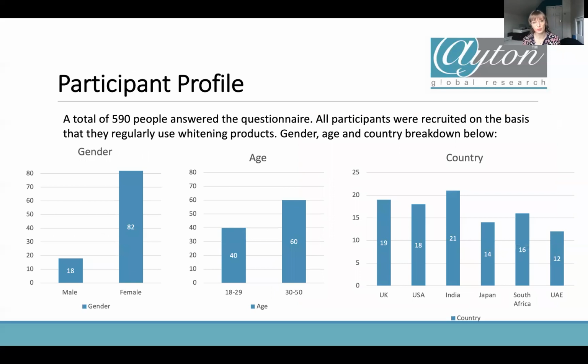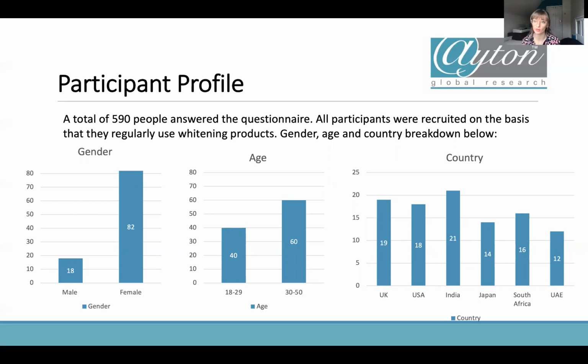So again, we had the participant profile. We had a total of 590 people. We did this one across different countries. This is really important with the skin whitening industry because there are lots of different reasons for using those products in different countries. So the UK, the USA, India, Japan, South Africa, and UAE are the countries we decided to go for this one. We had a smaller percentage of male participants on this.